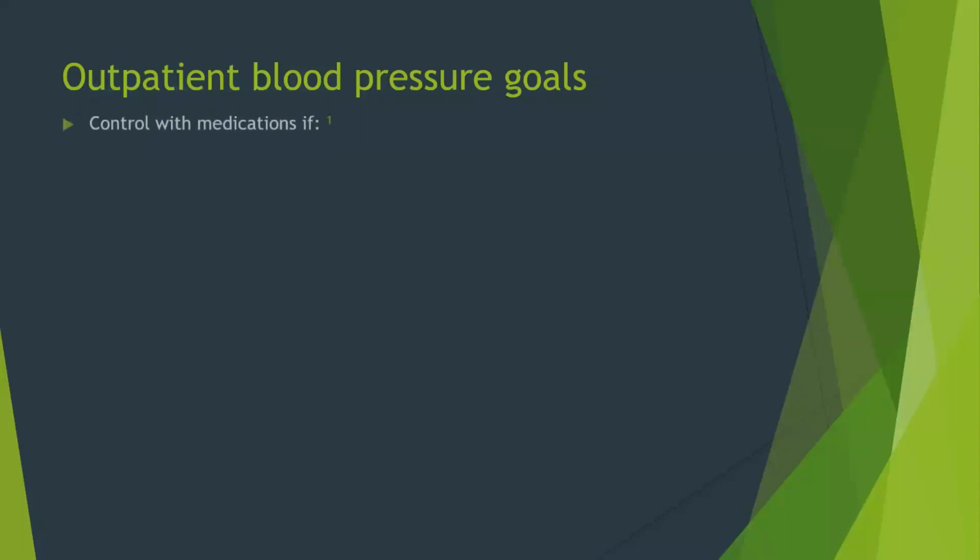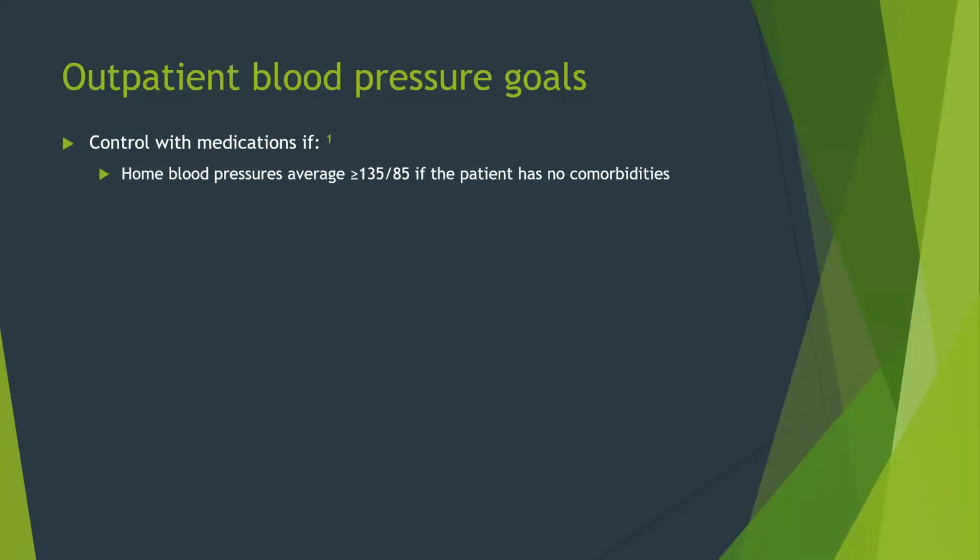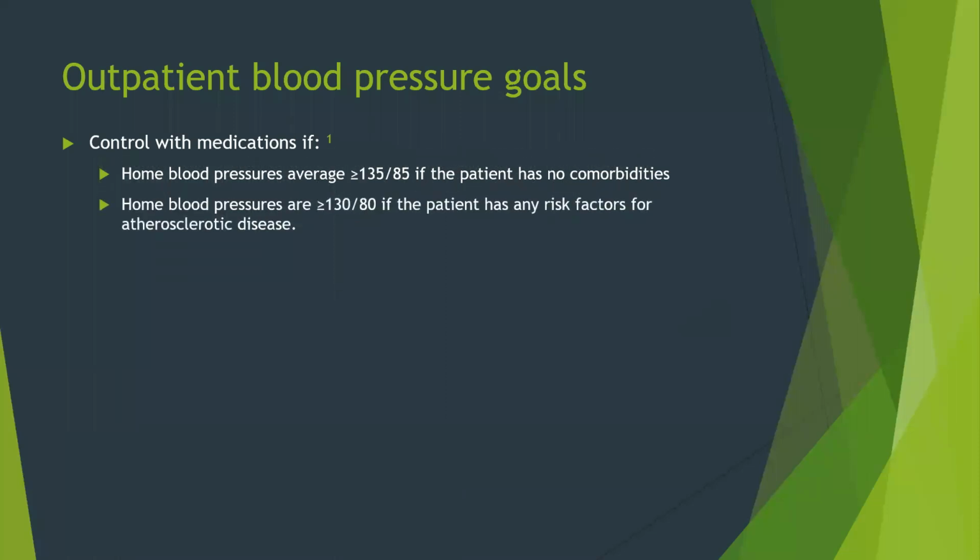Well, you want to control with medications, in the rare case that they have no comorbidities, if their blood pressure is greater than 135/85, but most of your patients are going to have risk factors for atherosclerotic disease. So your goal is going to be 130/80. Your actual goal is 120 to 125 systolic, but this is the limit over which you want to control with medications. And almost all of your patients are going to have a risk factor for atherosclerotic disease, or they're going to have CKD, or they're going to have some vascular disease.